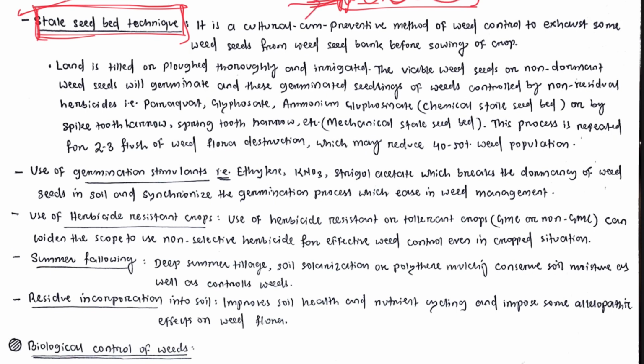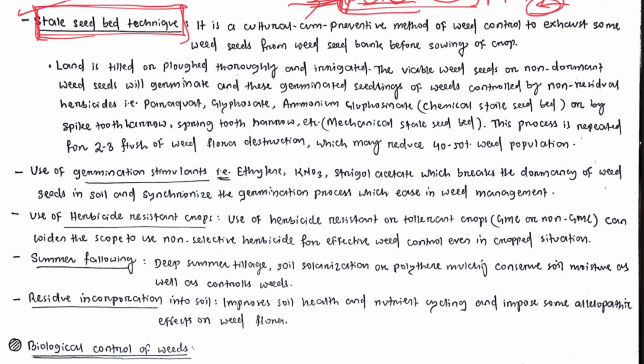So the weed seeds that are viable and have no dormancy will germinate and emerge. After emergence, we may control these weeds by applying any non-residual herbicide or by a mechanical weeding method. If we control these weeds by applying non-residual herbicide, then that is called chemical stale seedbed. If we control these weeds by mechanical weeding, then we can call it mechanical stale seedbed.